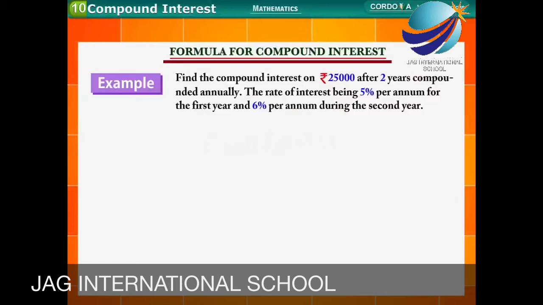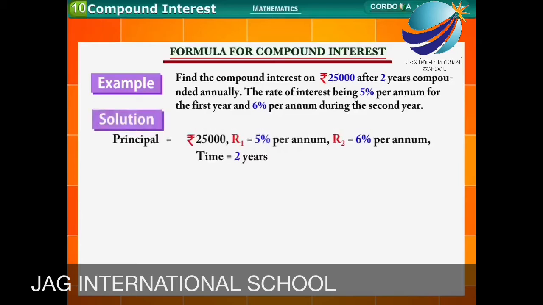Example: find the compound interest on rupees 25,000 after 2 years compounded annually. The rate of interest being 5% per annum for the first year and 6% per annum during the second year. Solution: principal is equal to rupees 25,000. R1 is equal to 5% per annum. R2 is equal to 6% per annum. Time is equal to 2 years.